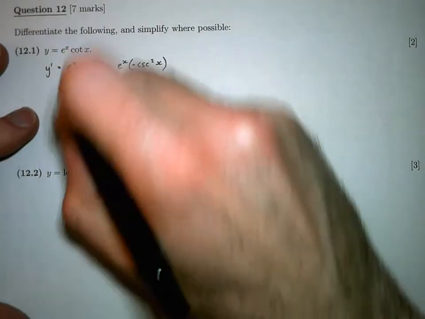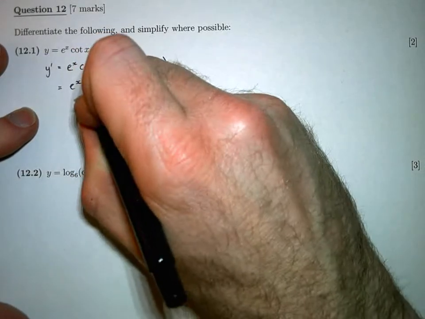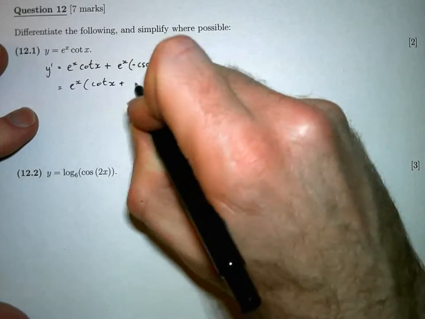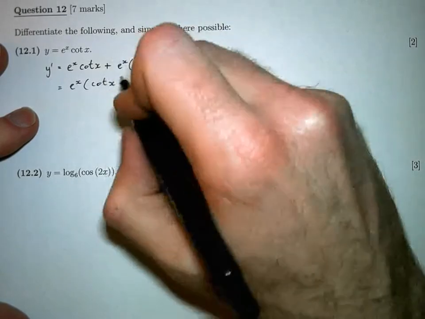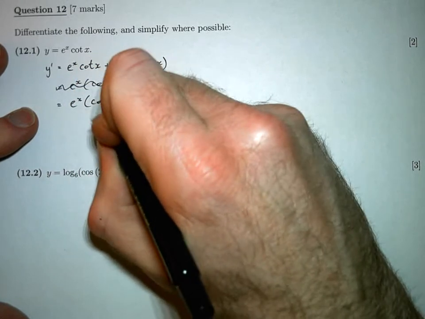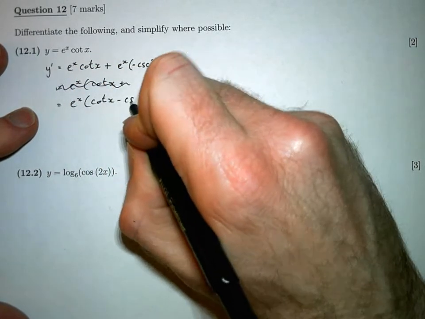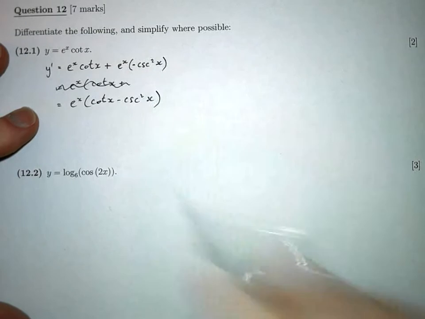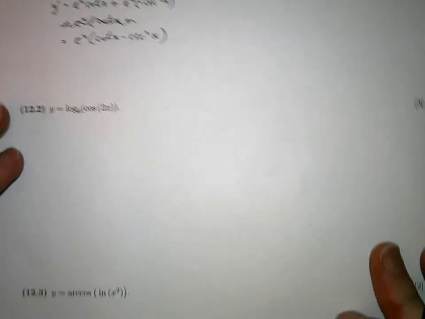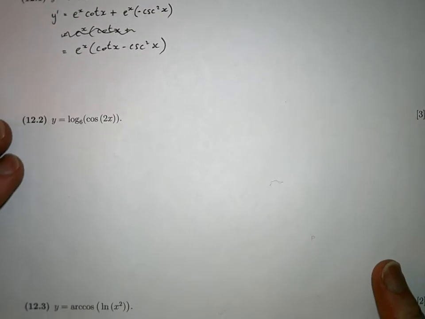We can simplify this just a little bit. We can take out e to the x as a factor, and we get e to the x into cot x minus cosec squared x, and that's about as much as you can simplify that there. Right, the second question is now 12.2.